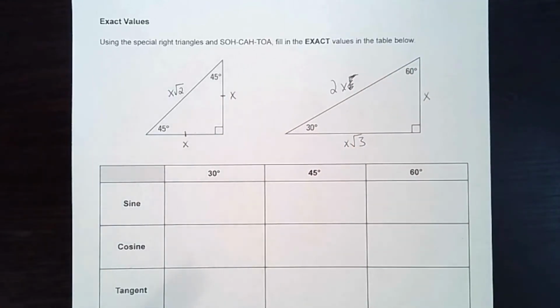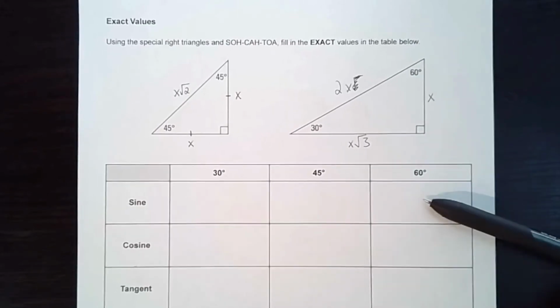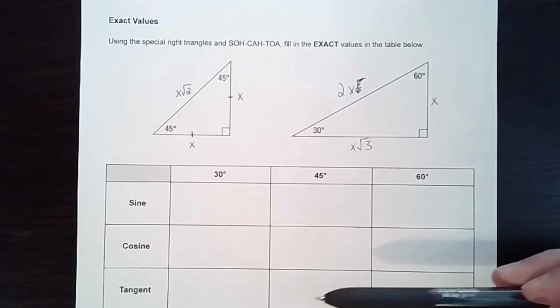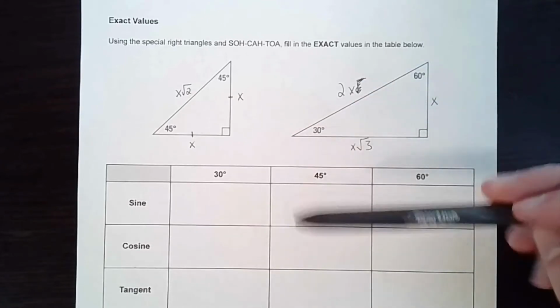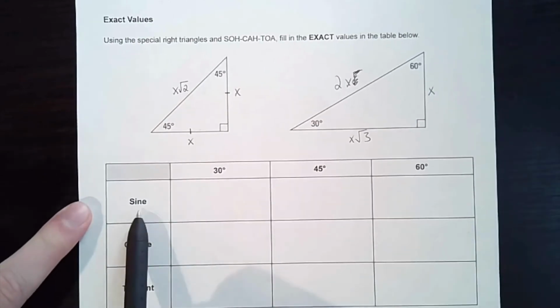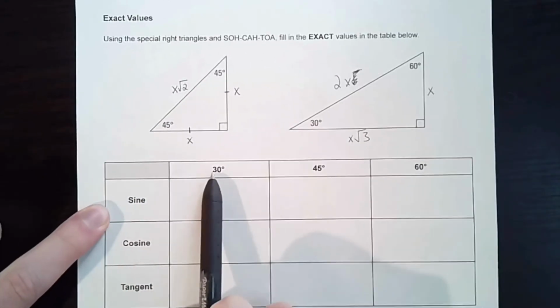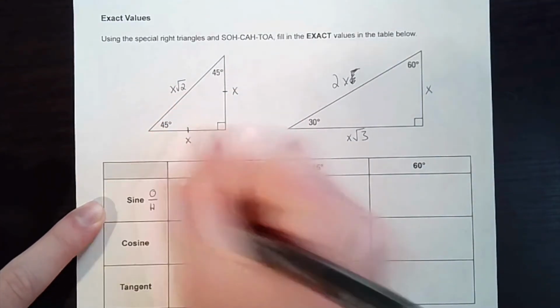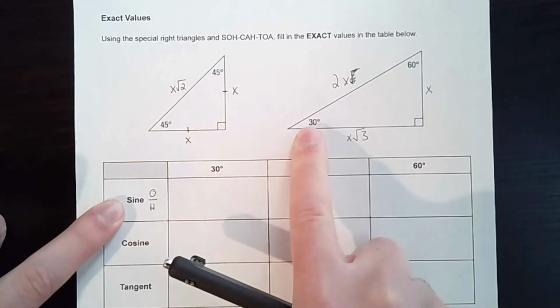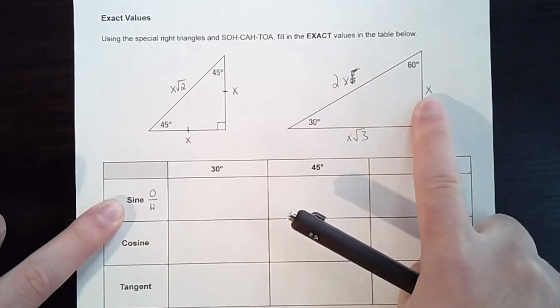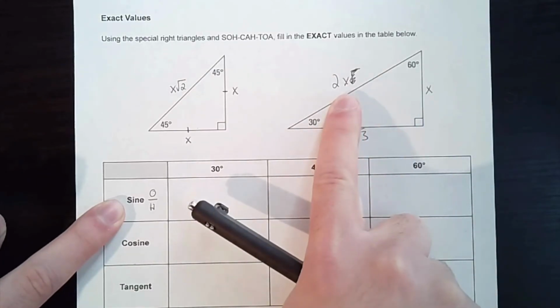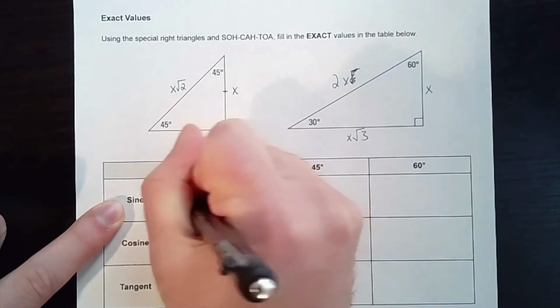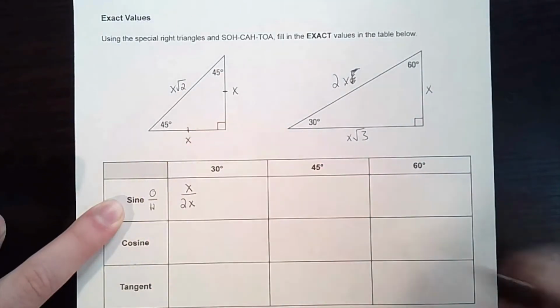What we're going to do here is calculate 9 values. They are the sine, cosine, and tangent values of 30, 45, and 60. We can use these triangles that we have and start to find these values. For example, I can do sine of 30. Sine is opposite over hypotenuse. So for sine of 30, I start with 30, I go opposite, which is x, and the hypotenuse, which is 2x. So this is x divided by 2x.